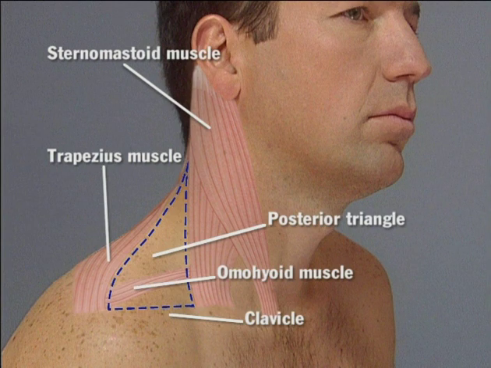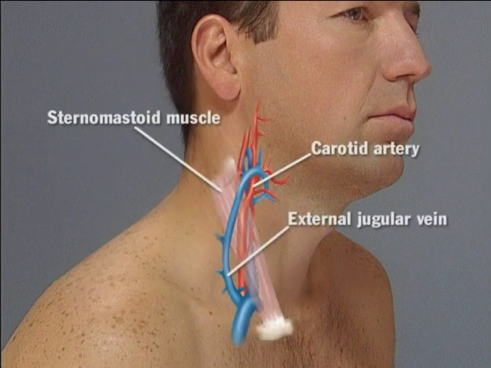A portion of the omohyoid muscle crosses the lower portion of the posterior triangle. Inexperienced examiners may mistake the omohyoid muscle for a lymph node or mass. Deep to the sternomastoids run the great vessels of the neck, the carotid artery, and the external jugular vein, which passes diagonally over the surface of the sternomastoid.